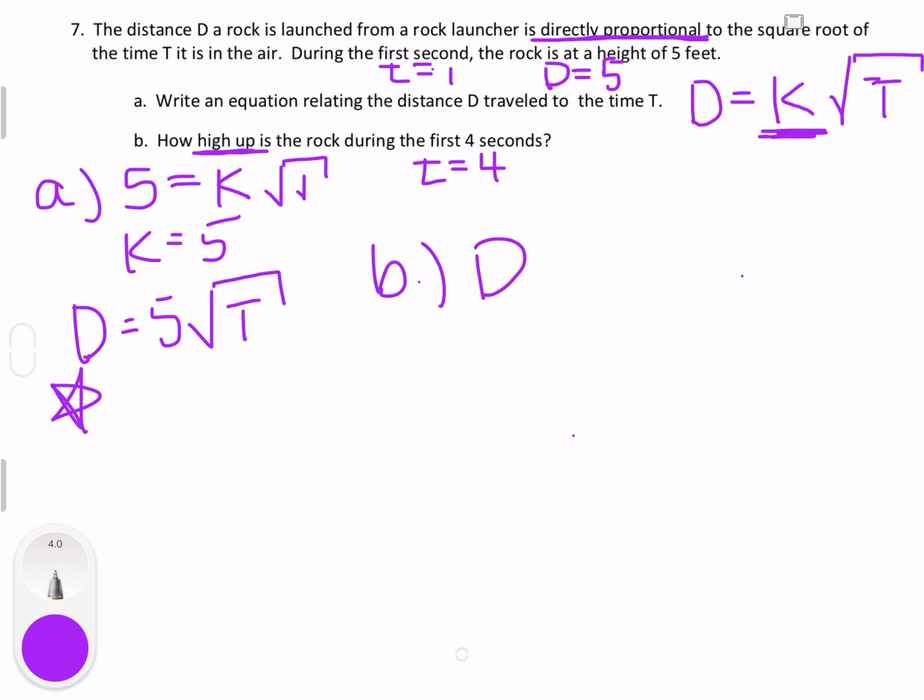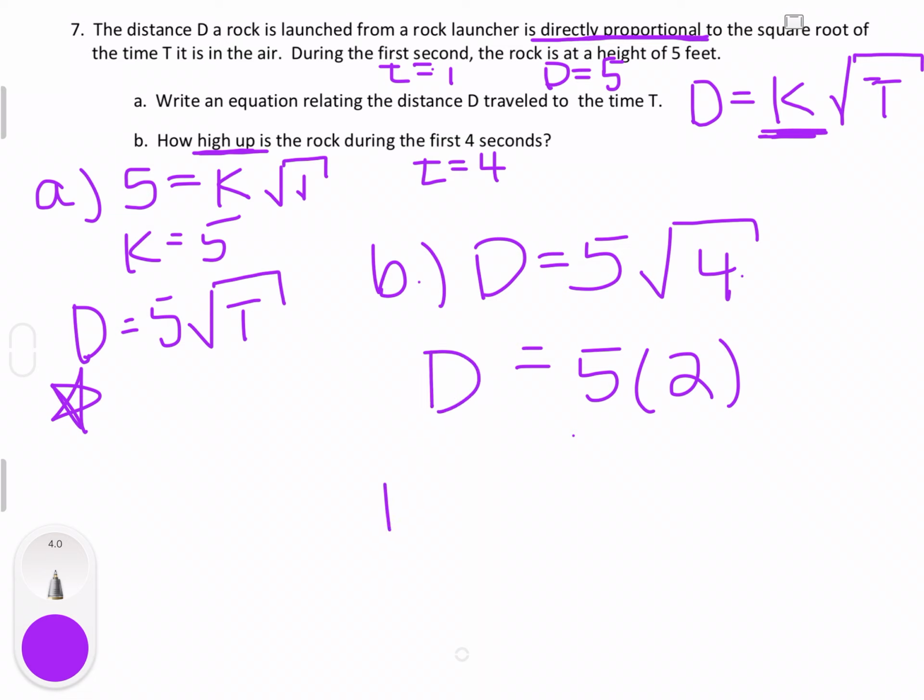So d equals, remember our k is 5, and then our t is 4. So this is just 5 times this 2 because the square root of 4 is 2. Okay, and your distance is just 10. And don't forget your label, we are using feet for distance. So your distance is 10 feet.